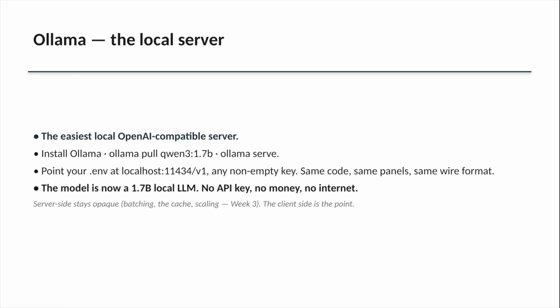Ollama is the easiest local OpenAI-compatible server. You install it, pull a model, the same Qwen 3 1.7B you ran in Exercise 2, and start it serving. Then you point your environment file at localhost, port 11434, with any non-empty key. Run the same code, same panels, same wire format, but the model is now a 1.7 billion parameter LLM on your machine. No API key, no money, no internet.